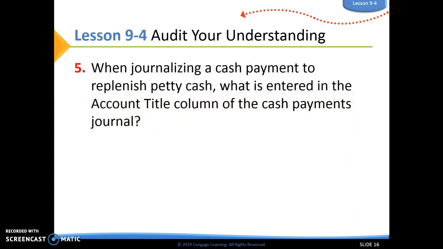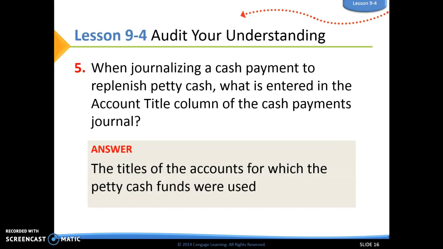Number 5, when journalizing a cash payment to replenish petty cash, what is entered in the account title column of the cash payments journal? So that's where we're going to list what we spent our petty cash funds on. So any account that we use that petty cash money for, we're going to put into our account title column.